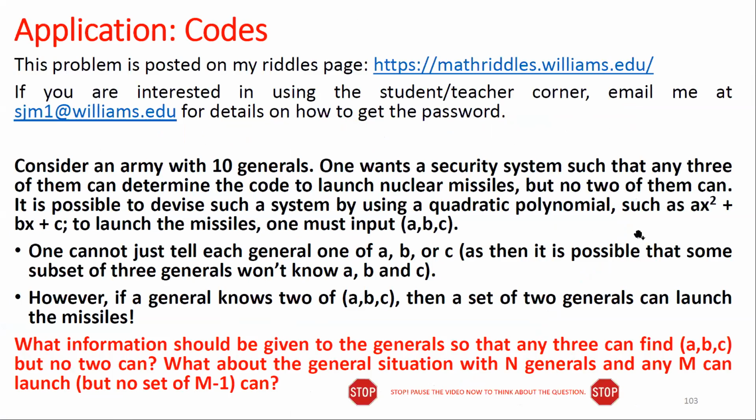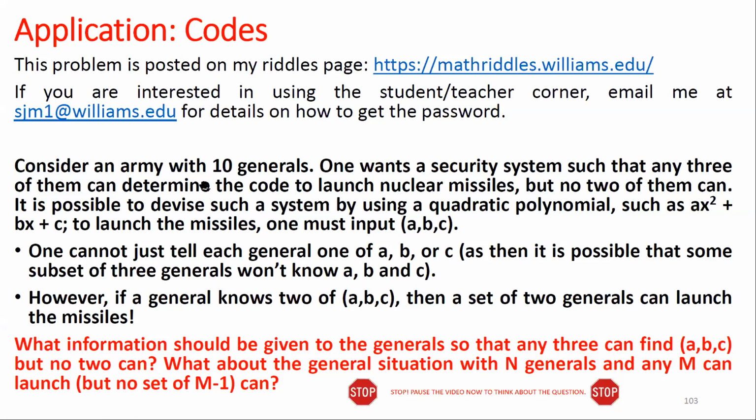A quadratic polynomial would be something of the form ax squared plus bx plus c. So a, b, and c could be different numbers, maybe 3x squared plus 17x minus 4. If you want to launch the missiles, you have to input a, b, and c. So the question is, how do we provide information? Is it possible to tell one of the generals all of a, b, and c?